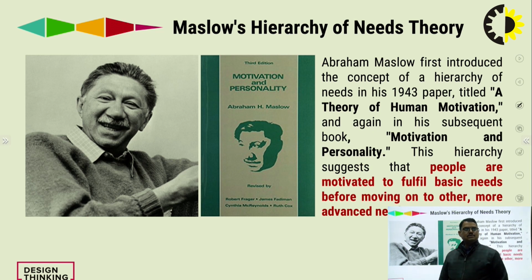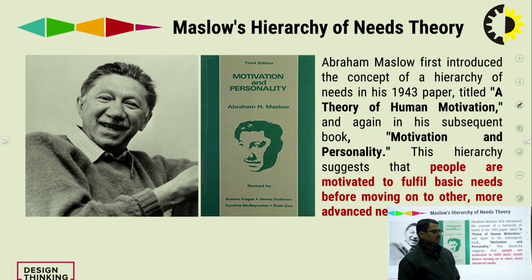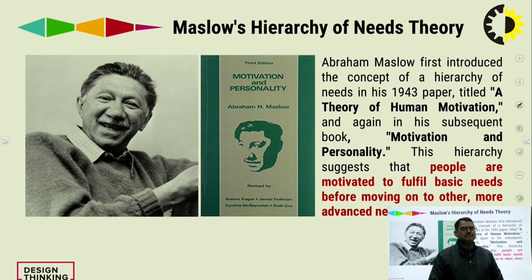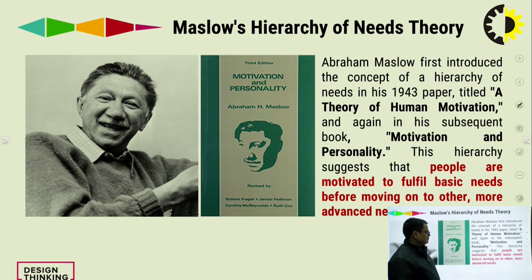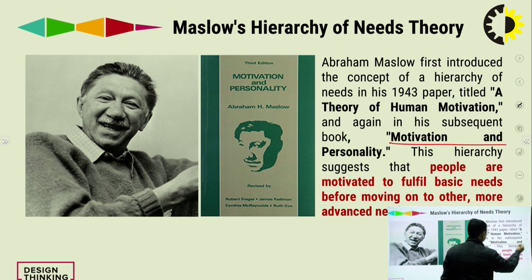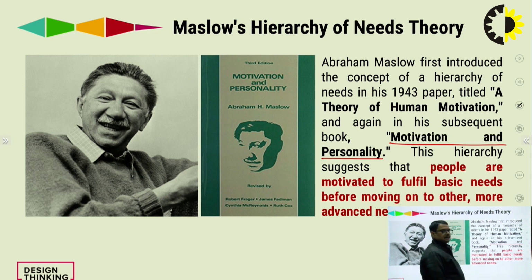So here you can see the picture of Abraham Maslow. He first introduced the hierarchy of needs in his research publication published in 1943. The title of the research publication was A Theory of Human Motivation. Subsequently, he published his work in a book titled Motivation and Personality. And here, for the first time, Maslow introduced the basic human needs in a very interesting manner.